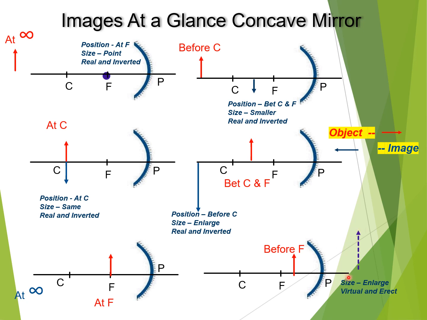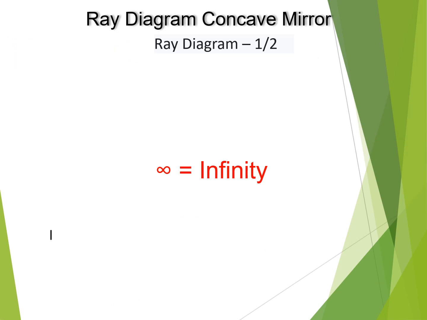So the image shall be virtual and erect, and its size shall be enlarged. So these are the 6 conditions. We'll understand these conditions with ray diagrams. Now these are the ray diagrams. There are 2 slides here. So this is the first slide.